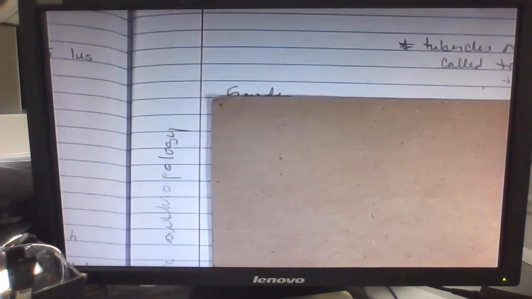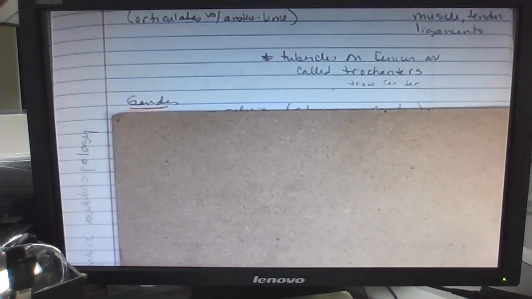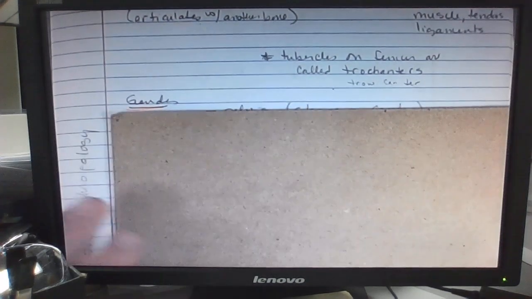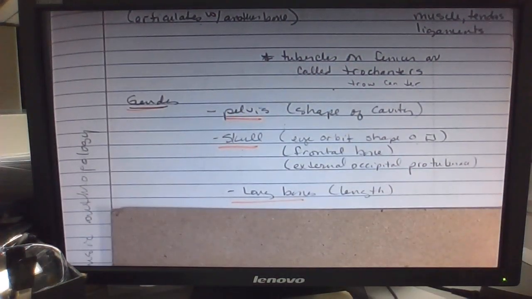Okay, so the bottom part of my HBS comp book on this page, I've labeled forensic anthropology because all of this is going to deal with forensic anthropology and how we can use specific bones to find things like gender, age, height. So for gender, the pelvis, the skull, and the long bones are the ideal bones to help us determine the gender of skeletal remains. For the pelvis, the forensic anthropologist will look at the shape of the cavity.